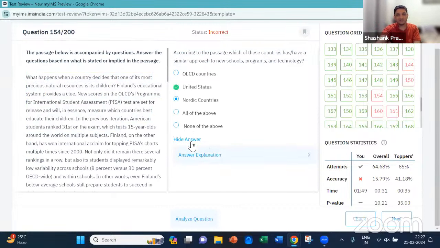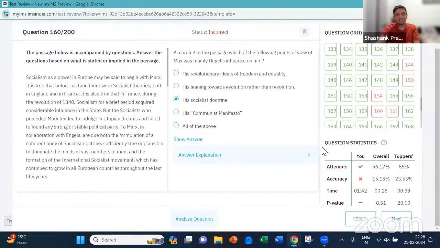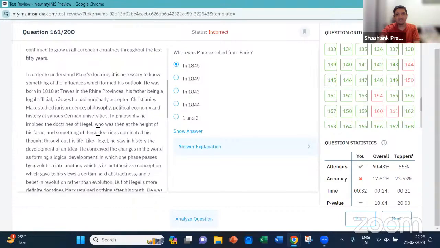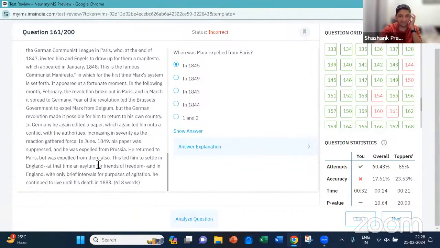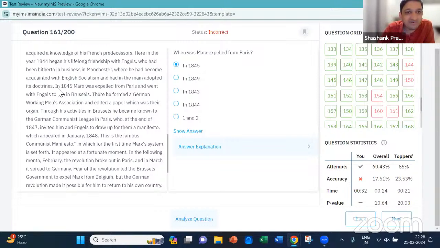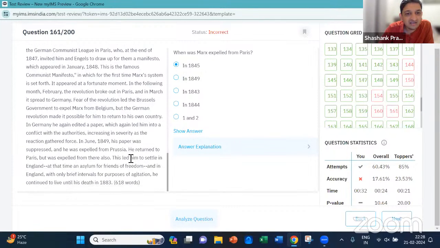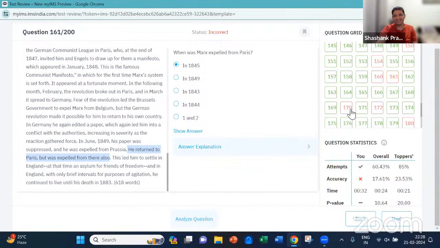This तो क्या none of the above. अच्छा, United States. ठीक है. ठीक है. Fine. I understand. 160. ये पता नहीं मेरे को. What is this? Evolution, revolution. नहीं पता. Would I mess this up? When was Marx expelled from Paris? How did I get this one wrong? This was the first question that I think I did in this section. 1845. Marx was expelled from Paris. 1849 was expelled from Prussia. Oh. I didn't read it though.